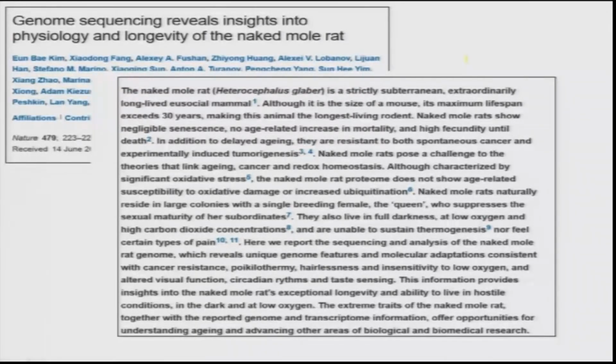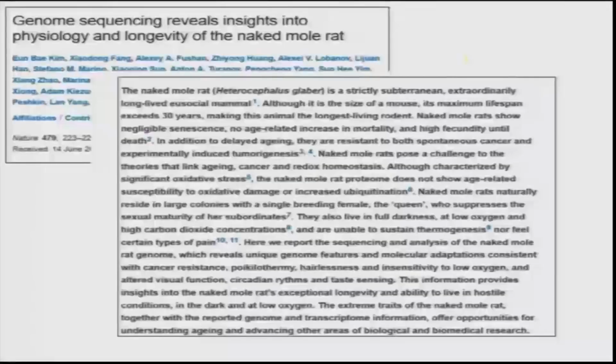In addition to delayed aging, they are resistant to both spontaneous cancer and experimentally induced tumorigenesis. So the genome has something which makes them resistant to cancer. So they are somehow able to control the bad genes from going on and inducing cancer, even if you experimentally induce it. These rats pose a challenge to theories of aging, because we normally say aging is inbuilt in your genome. You age because the system wants you to die. You have done your job of reproduction. You no longer compete with your offspring. You have done your duty. That is the concept, but it defies even those theories.